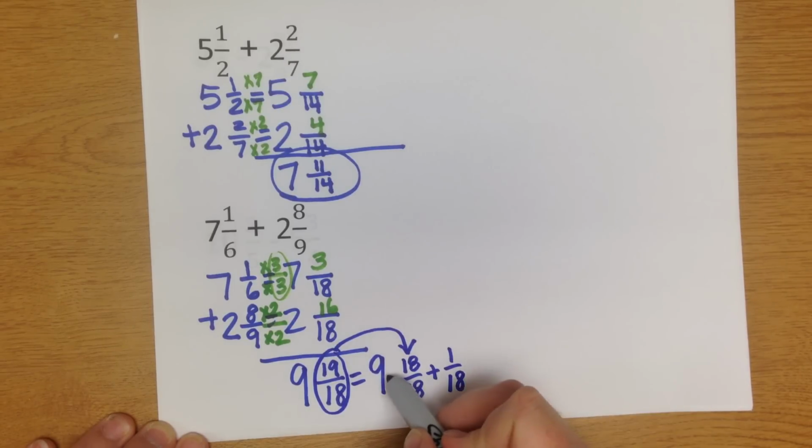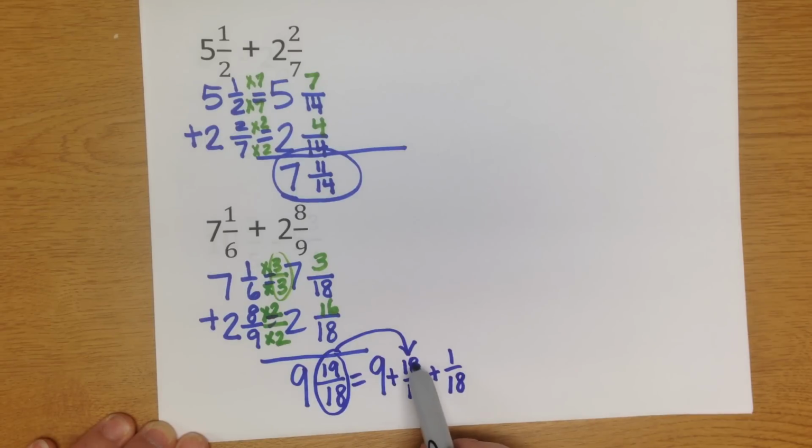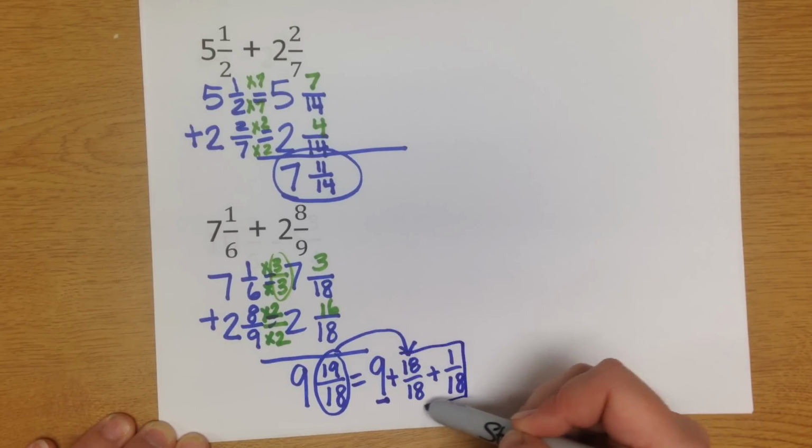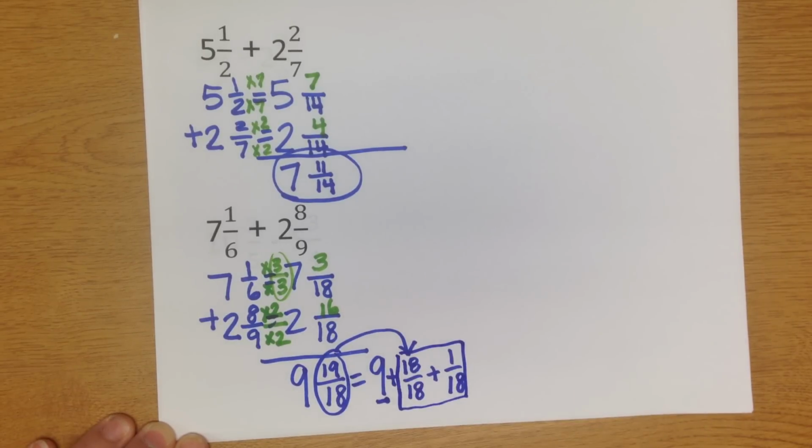So I have 9 wholes, and then I also have 18/18 and 1 more 18th. That's what I have right here when I'm saying the answer is 9 and 19/18. It's really the same as saying the answer is 9 with 18/18 and 1 more 18th. This is the decomposition of 19/18.